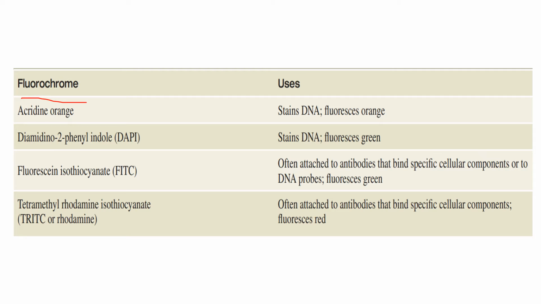Okay, so we have acridine orange, a common fluorochrome which stains DNA and appears orange in color. We have DAPI, called diamidino-2-phenylindole, which again helps in staining DNA, fluorescing blue in color. We have fluorescein isothiocyanate, which is attached to DNA probes or attached to antibodies, and then green color is observed. And then we have tetramethylrhodamine isothiocyanate, which gives red in color.